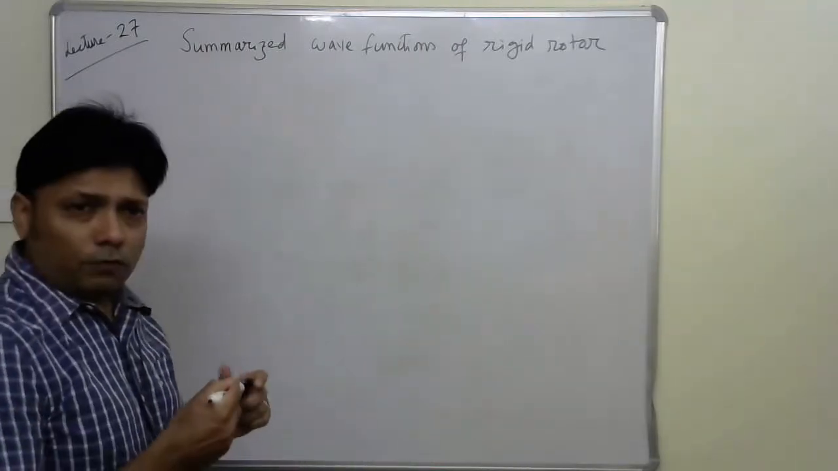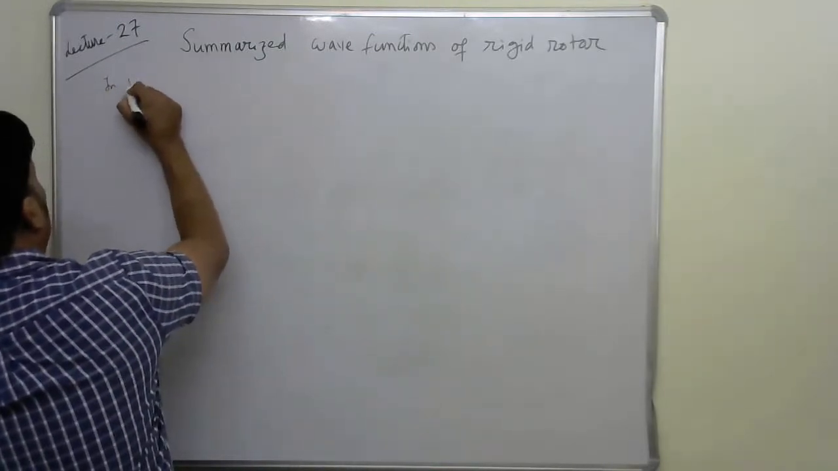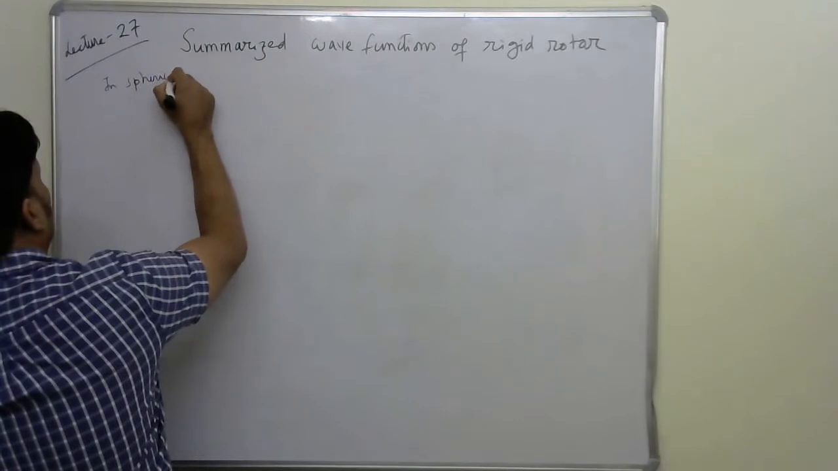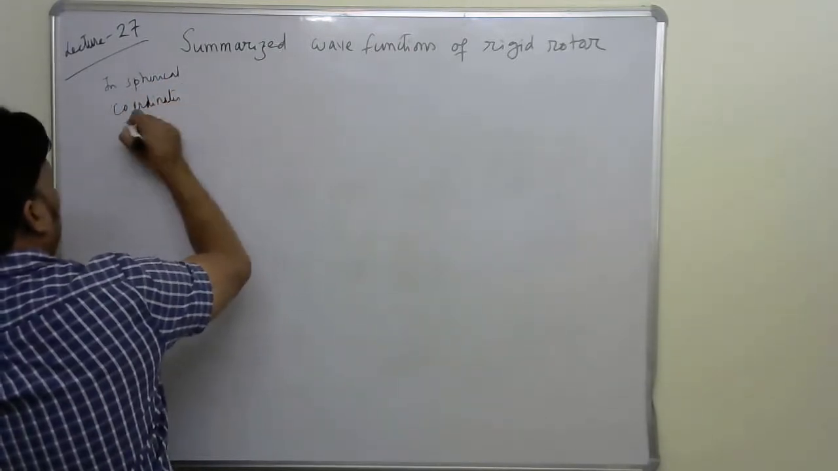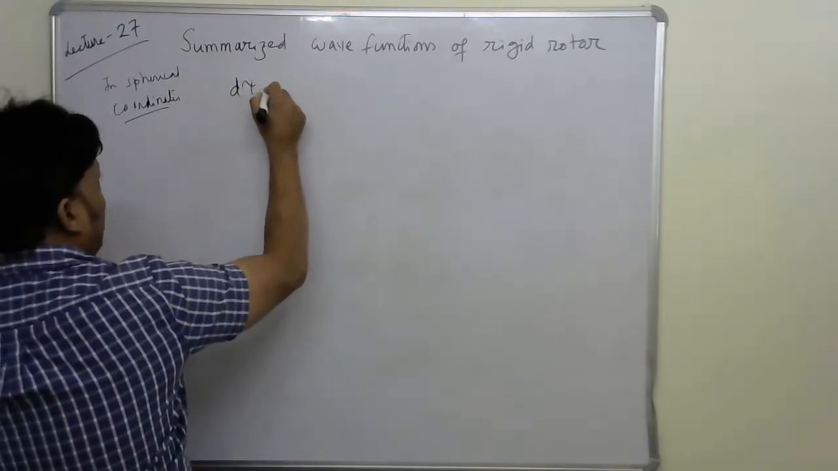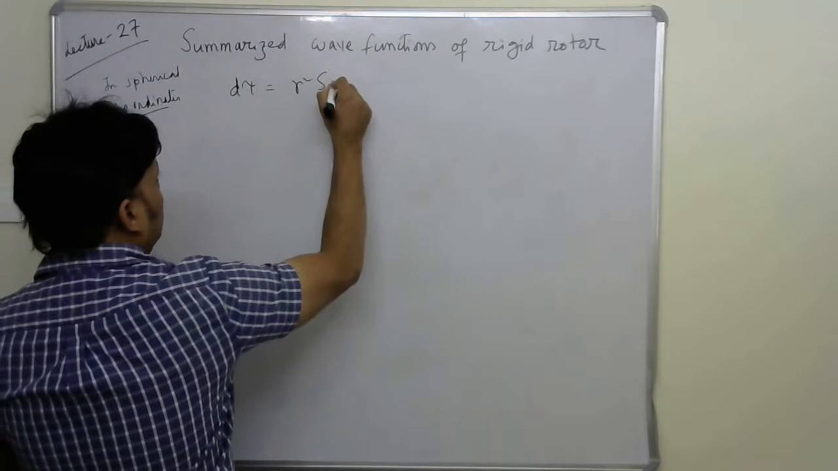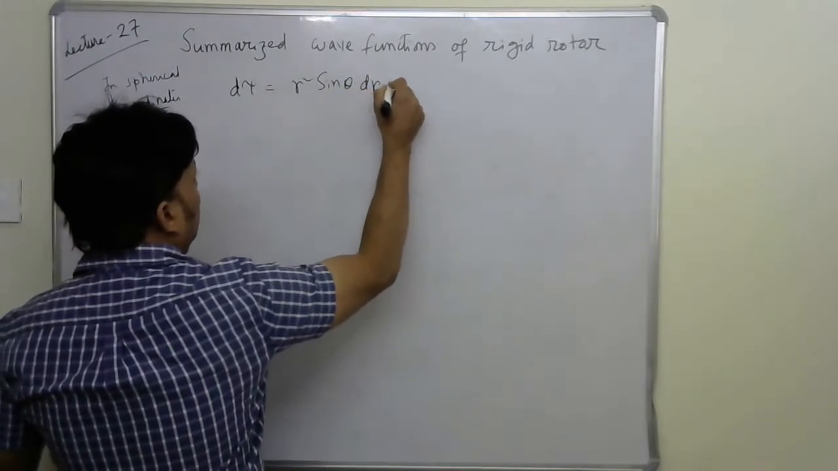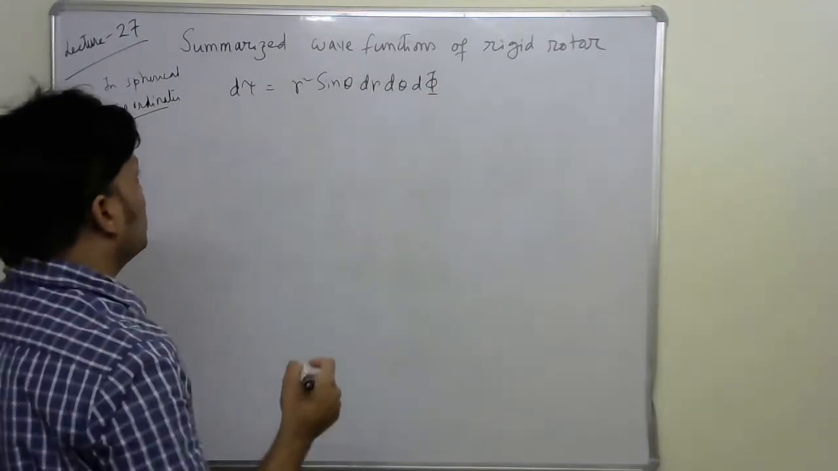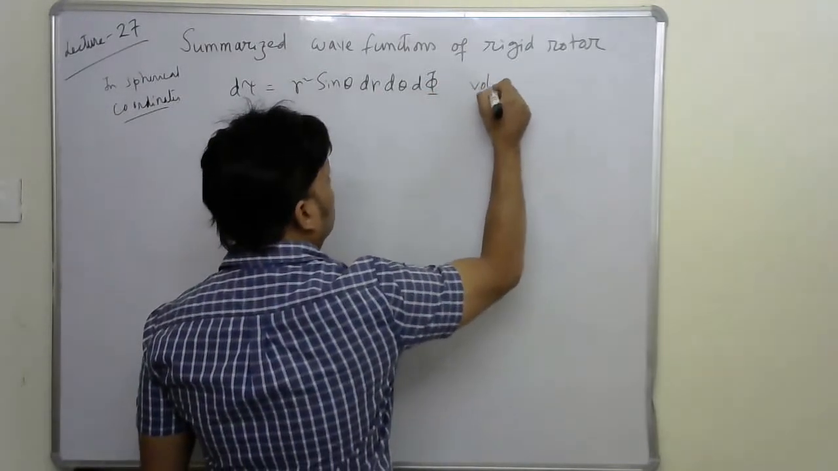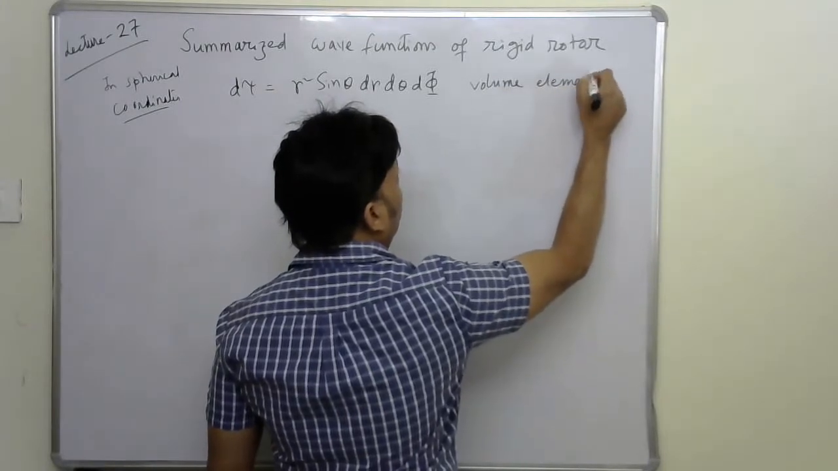Now, if you remember, in spherical coordinates the volume element d tau stands for r squared sine theta dr d theta d phi. So this is called the volume element. Good, and we have learned about it.